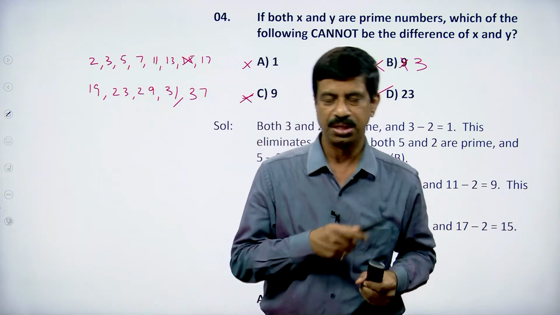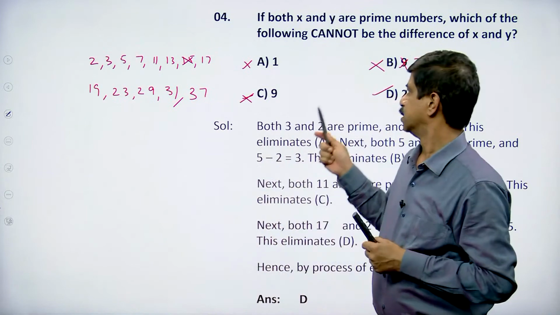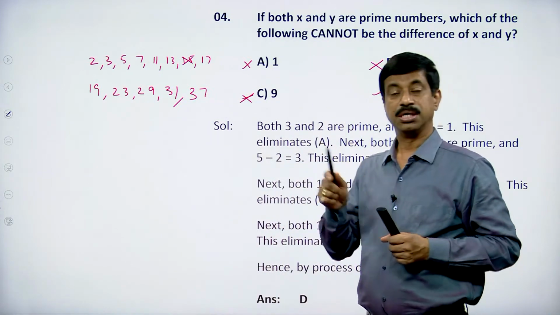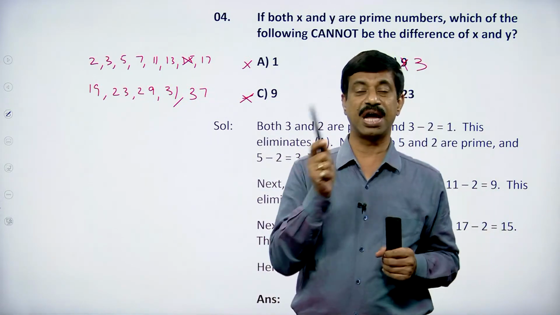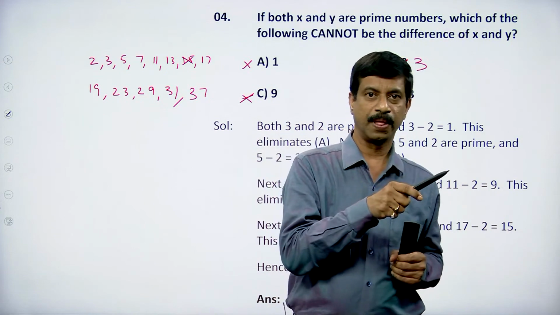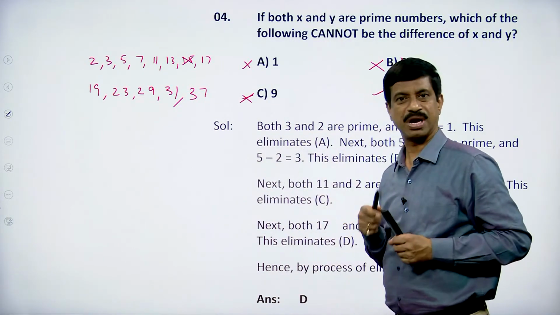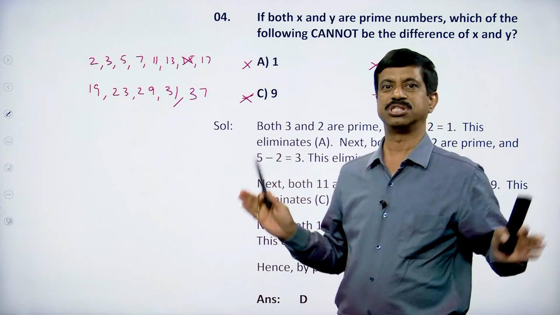Apply your brain, think, and you get ideas. See, suppose you want to get 23. Second prime number should be 25 and first prime number should be 2. Then only you will get this 23. So 25 is not a prime number. Therefore, this is not possible.